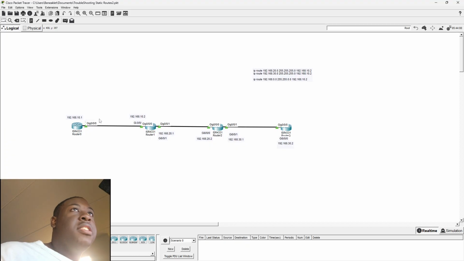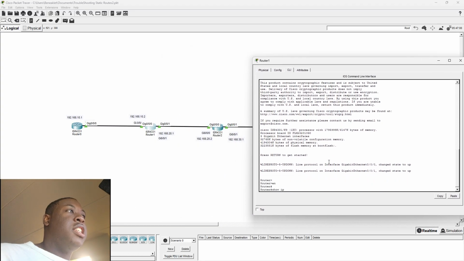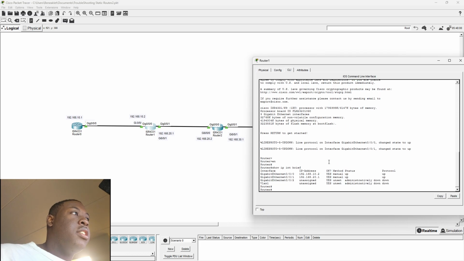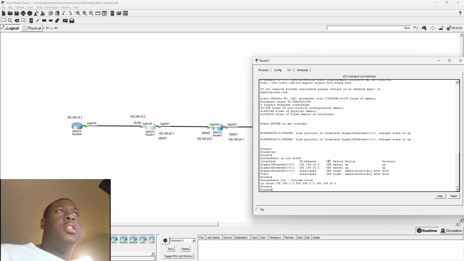So router 0 is already done. Now router 1. Let's go in here and enable and see if this is actually right. So far it's looking good. Do show run with the pipe command, include, and route. The mask is 255.255.0.0 and the next hop is 20. Actually, this looks right. So theoretically, we should be able to ping router 2 from this.